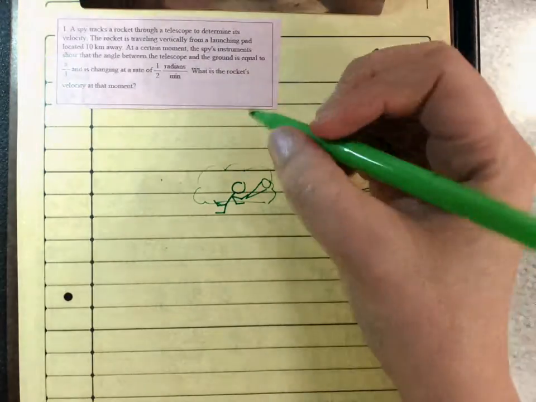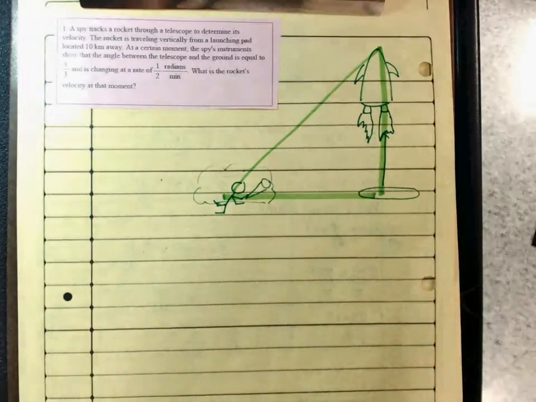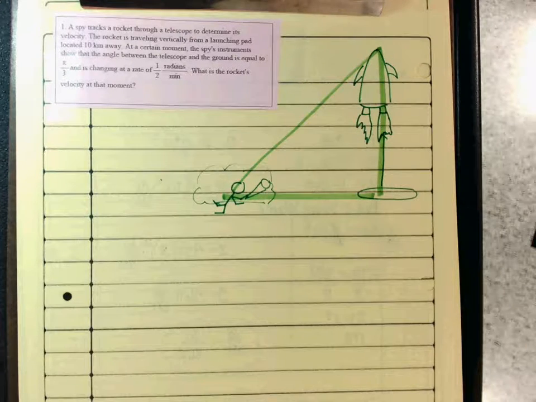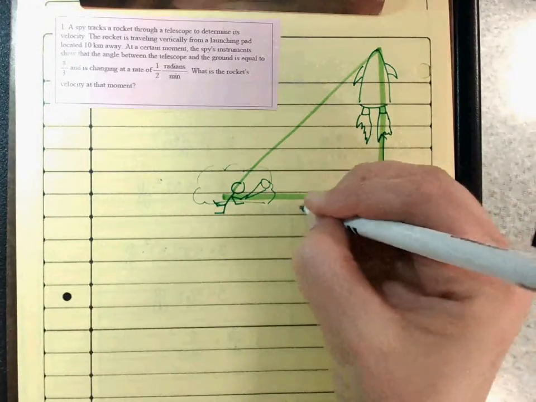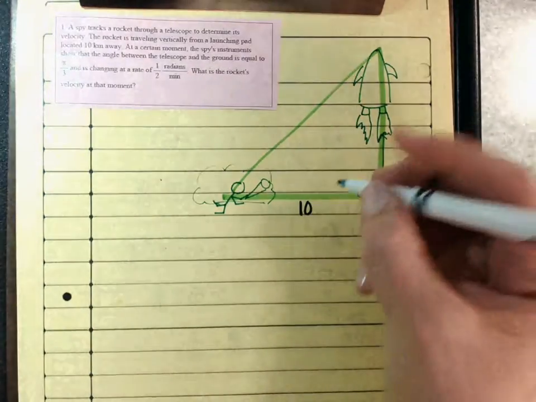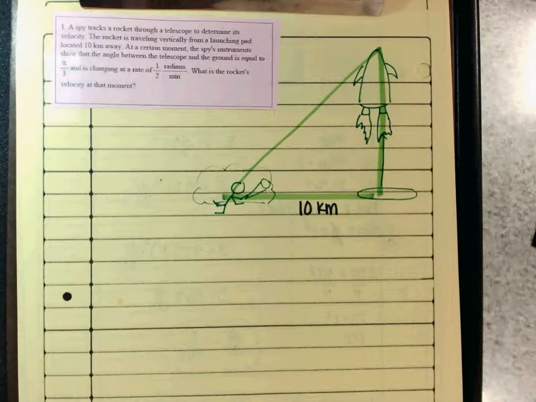Okay, notice you've drawn what shape? A triangle. Okay, so it says that he's tracking the rocket. He's 10 kilometers away. Is that always 10, or is it changing? He's laying on the ground. He's 10 kilometers away, sorry. That's always true. Yeah, 10 feet, he'd be way too close to the rocket.